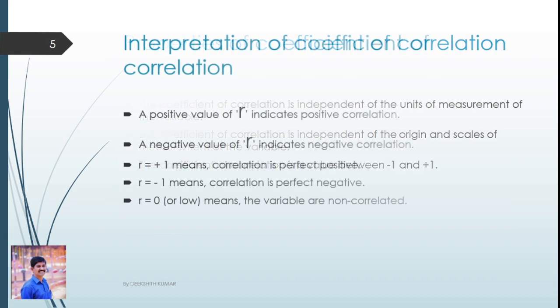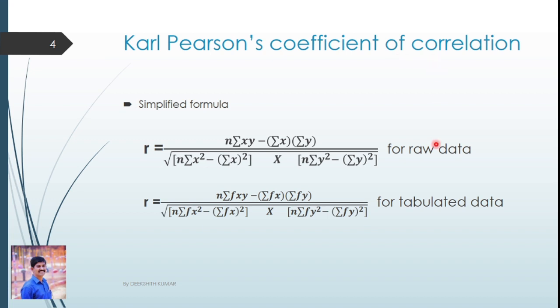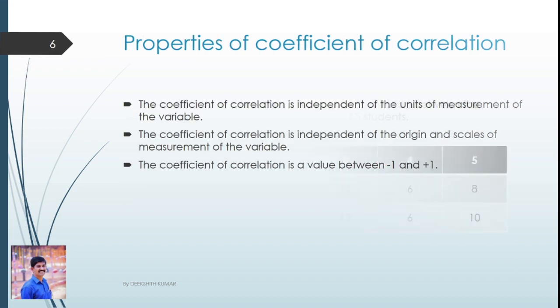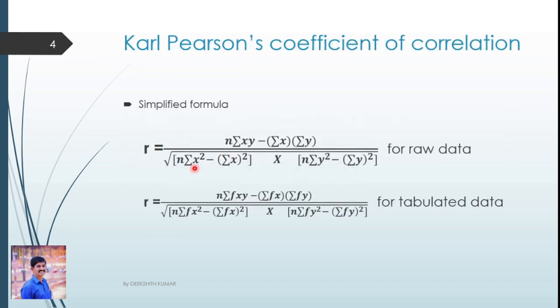As we know, in order to calculate the Karl Pearson's coefficient of correlation for raw data, the formula is R equal to n sigma xy minus sigma x sigma y, divided by the square root of n sigma x square minus sigma x whole square, into n sigma y square minus sigma y whole square. Now we are going to apply this formula to our problem. For that we want x square, y square, xy, x and y. Total of x, total of y, total of xy, total of x square and total of y square we require.